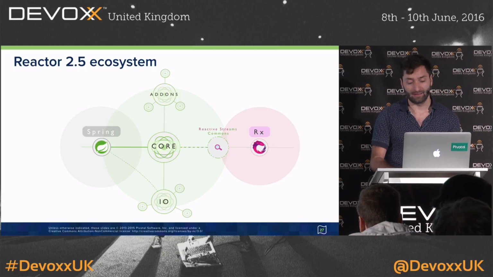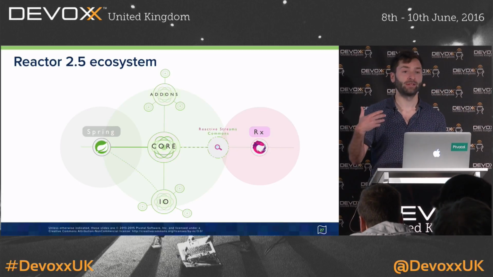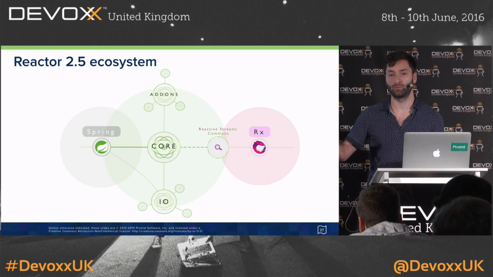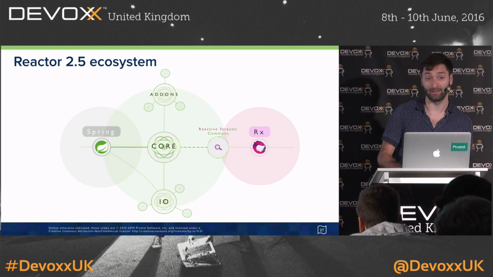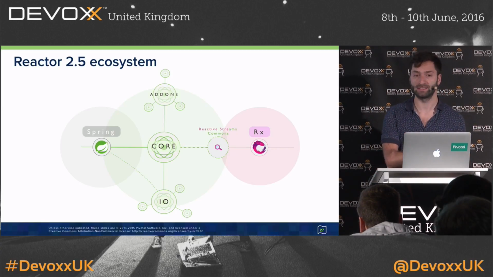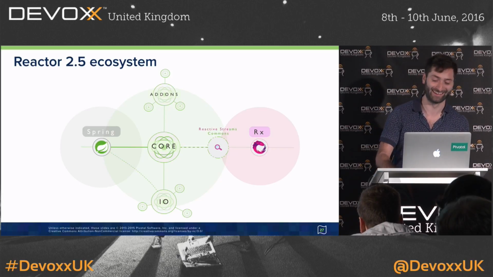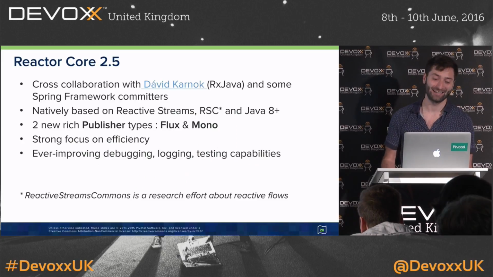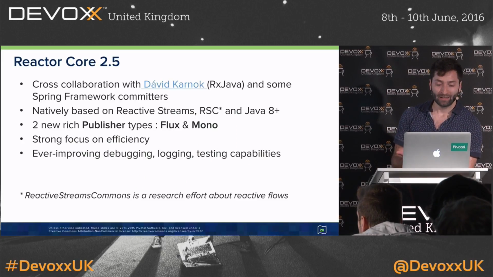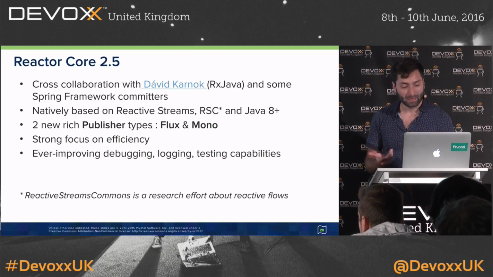And for the collaboration with Spring, Reactor Core, the jar, doesn't depend on Spring, but it's the opposite. Spring depends on Reactor Core. And that's massively new for a thing like Spring. For 12 years plus, Spring never depended on any kind of jar. And now, for Spring 5, they will depend on one: Reactor Core.